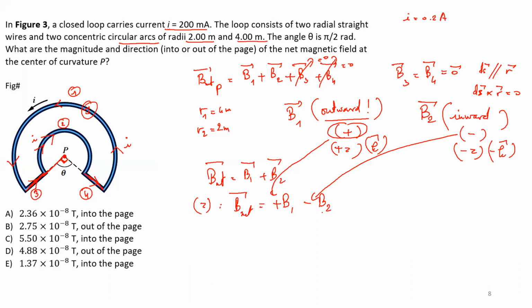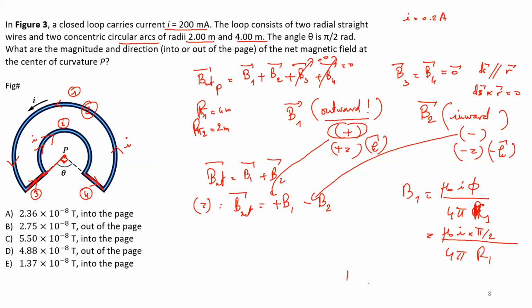Now B1 and B2 here are just magnitudes. What's the magnitude of B1? Magnitude of B1 is mu naught multiplied by the current multiplied by phi, divided by 4 pi multiplied by R1, capital R, the radius. So I know everything. This is mu naught, this is I, and phi is just pi over 2 in radians, divided by 4 pi multiplied by the radius R1, which is 4 meters.